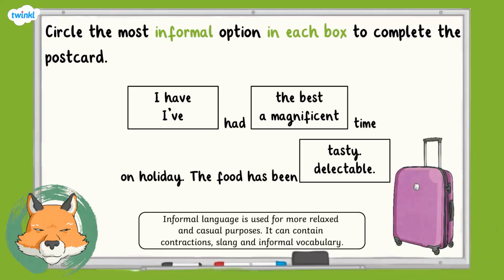How did you get on? Did you read the words out loud to help you recognise which options were more informal? The first word is I've. This is more informal because it is a contraction. The second group of words is the best. The third word is tasty because that is more informal than delectable. A top tip when comparing vocabulary is to think about which words you would be more likely to use when you're speaking to your friends, as they will usually be informal language. Well done if you got those correct.